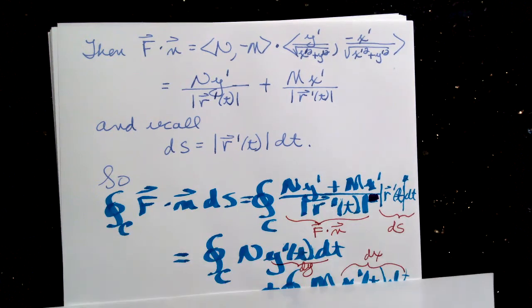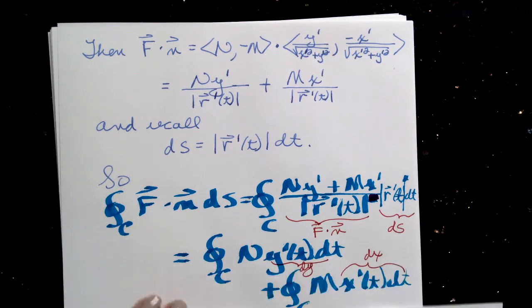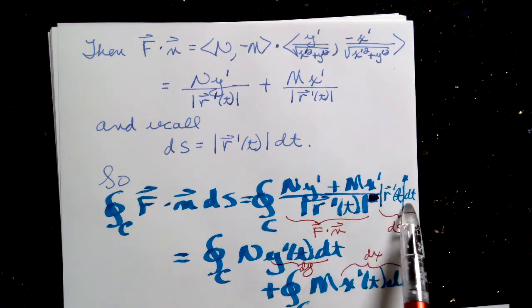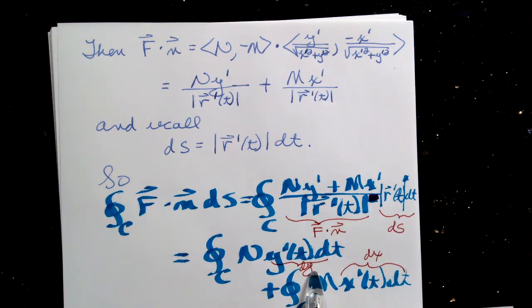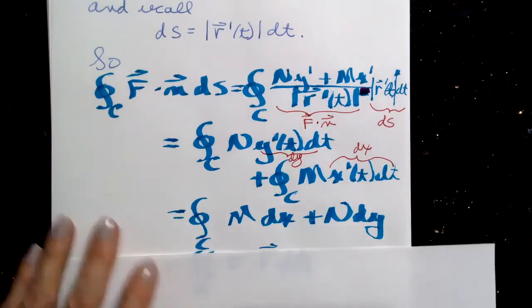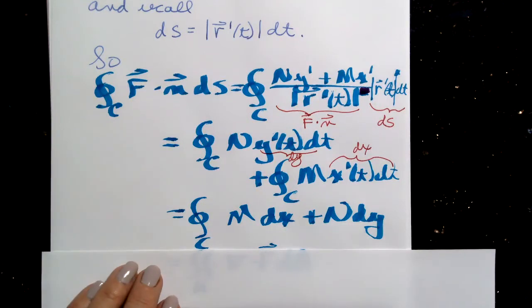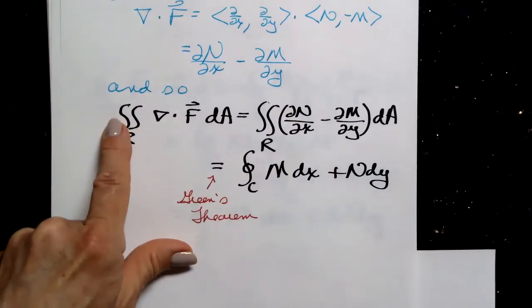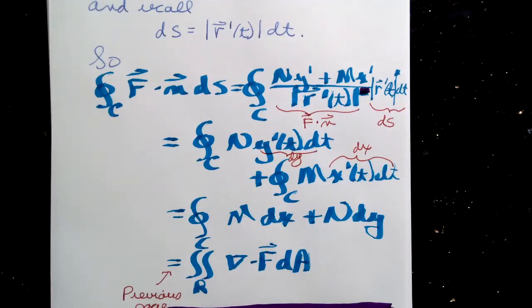I'm going to write it as two integrals for a second. This is the line integral of n y prime of t dt plus the line integral of m x prime of t dt, because the r primes are gone. Remember that y prime of t dt is shorthand for dy. Dx is shorthand for x prime of t dt. Okay. And so this is the line integral over C of m dx plus n dy. But by what we found on the previous page, that's the divergence of F integrated over R.